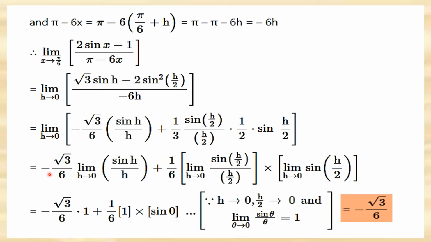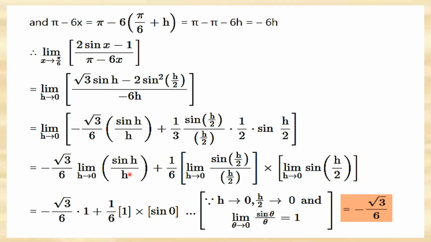So it is minus root 3 upon 6 limit h tends to 0 sin h by h, plus 1 by 6. Here 1 by 3 into 1 by 2 is 1 by 6, limit sin h by 2 by h by 2 into limit h tends to 0 sin h by 2. That is, we can give the limit separately for each term. Now apply the limits by the results.